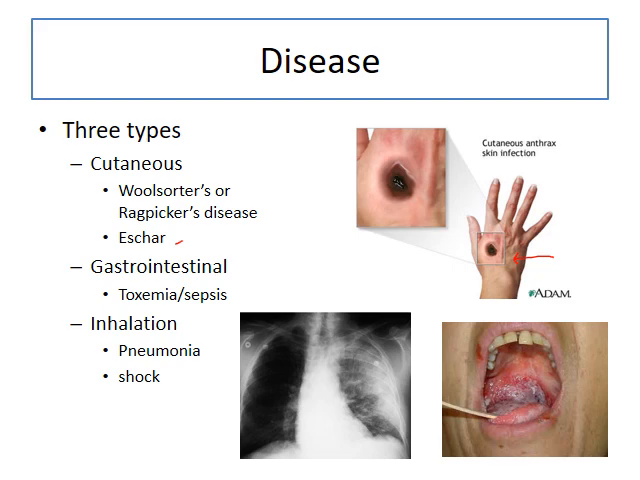The second type is gastrointestinal. But before I leave cutaneous, just to talk about the morbidity and mortality. If you don't treat the eschar, the mortality rate is 20%. So that's pretty significant for a wound like that. But if you treat it, it's almost 100% survival, okay?